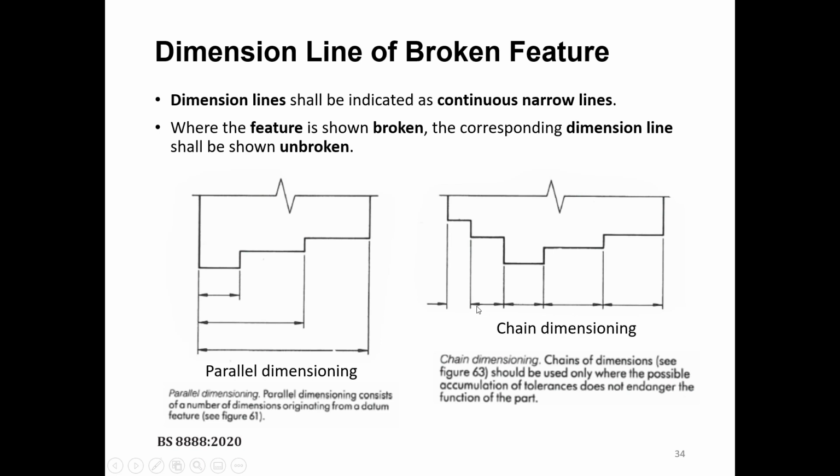But here, the tolerance on this dimension is going to move this edge to the left or to the right, and it's going to affect this dimension, and the tolerance will just keep adding up. So if you are worried that the accumulation of tolerances is going to affect the function of the part, do not use chain dimensioning, but rather use parallel dimensioning.